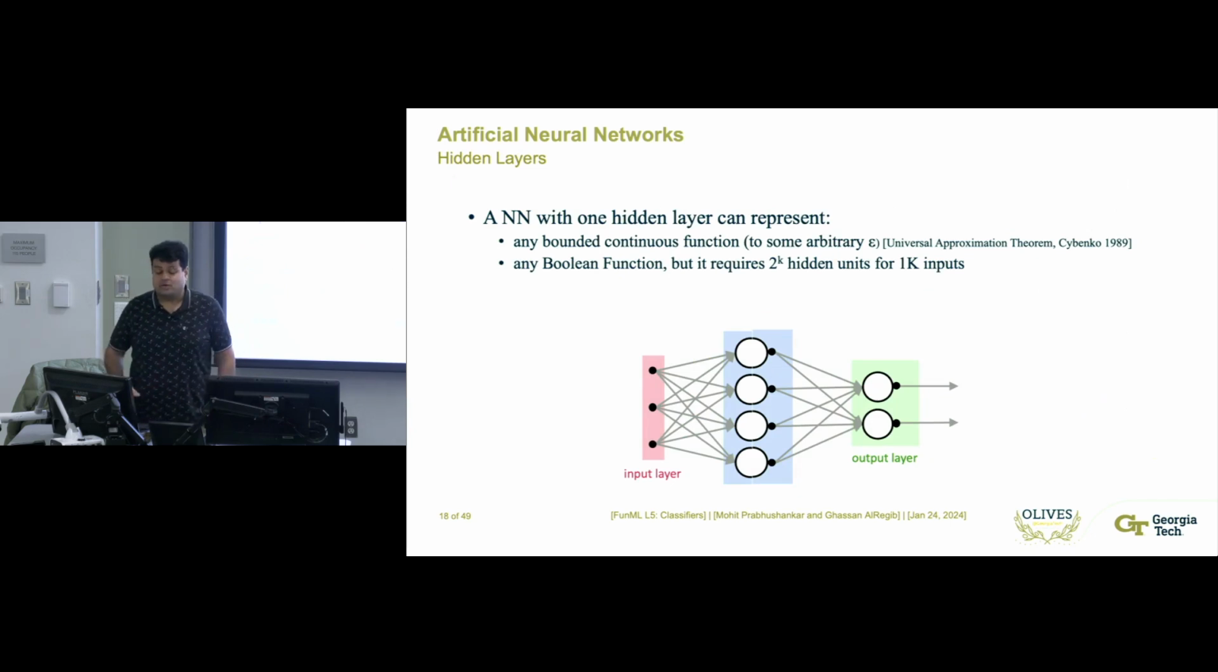So what are the benefits of hidden layers? Any bounded continuous function can be represented using hidden layers. Any Boolean function can be represented using hidden layers. Boolean function is a 0, 1. Continuous function is something that can exist between 0 and 1. So 0.12, 0.113, 0.1449, anything. Any function like that can be represented using hidden layers. Also, zeros and ones can also be represented using hidden layers.